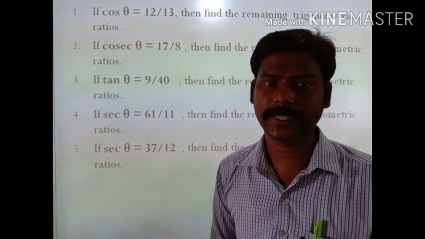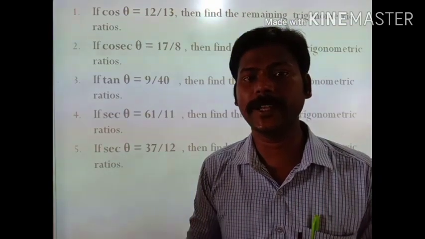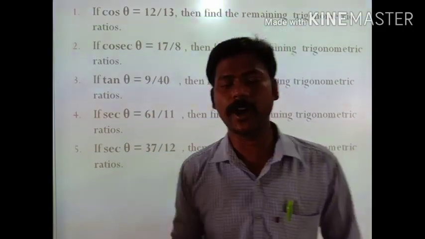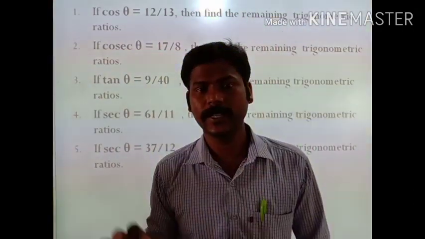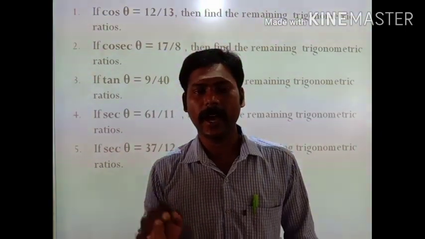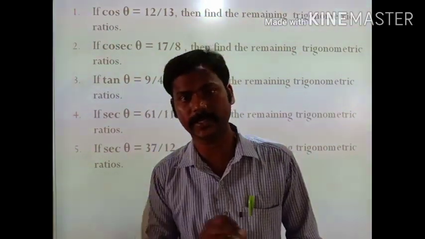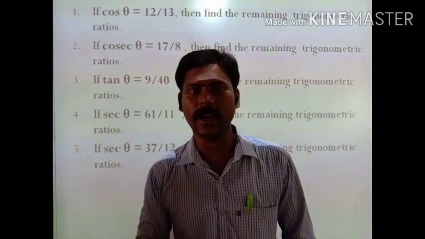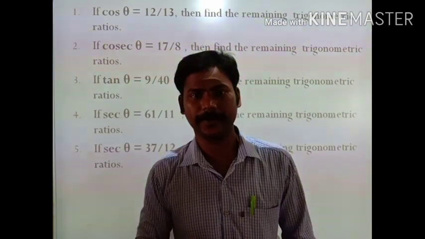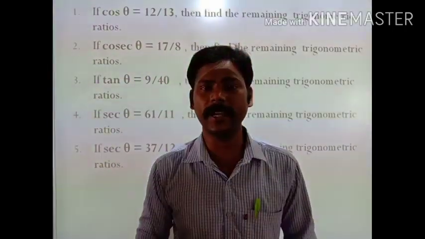We use these 6 trigonometric ratios along with the Pythagoras theorem. What is the Pythagoras theorem? In any right angle triangle, the square of the longest side is equal to the sum of the squares of the other 2 sides. That is, hypotenuse square is equal to perpendicular side square plus adjacent side square, or opposite side square plus base square. Okay, children, by using this concept, we will solve these trigonometric ratio problems.